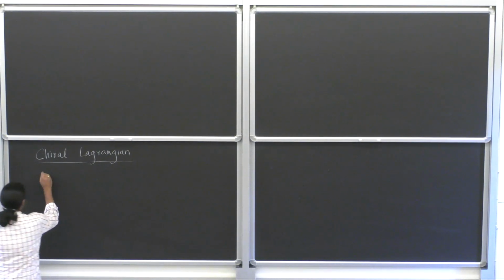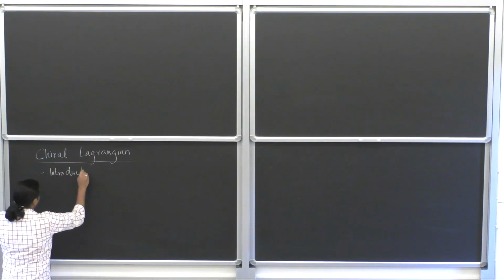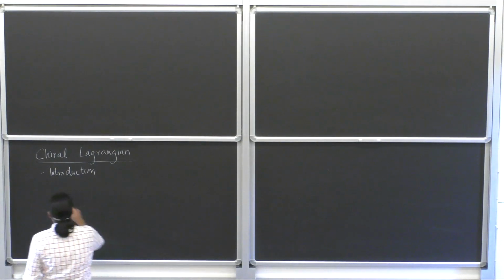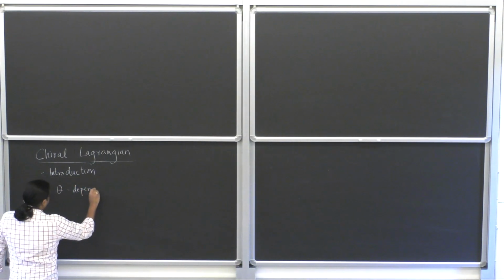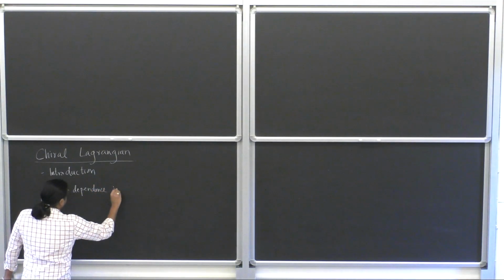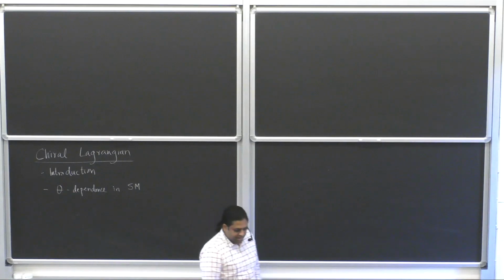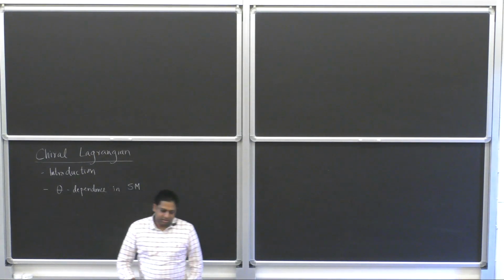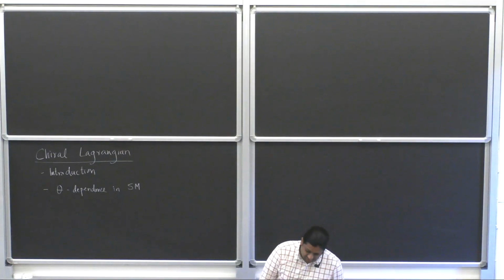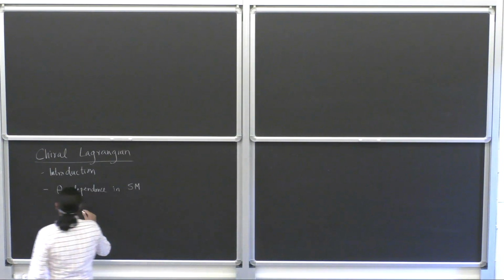There'll be a gentle introduction to the chiral Lagrangian that I want to go through, and talk about the theta dependence in the standard model. The theta dependence in the standard model, by the way, will also teach us something interesting about a theory that we're going to talk about eventually, which is the axion.